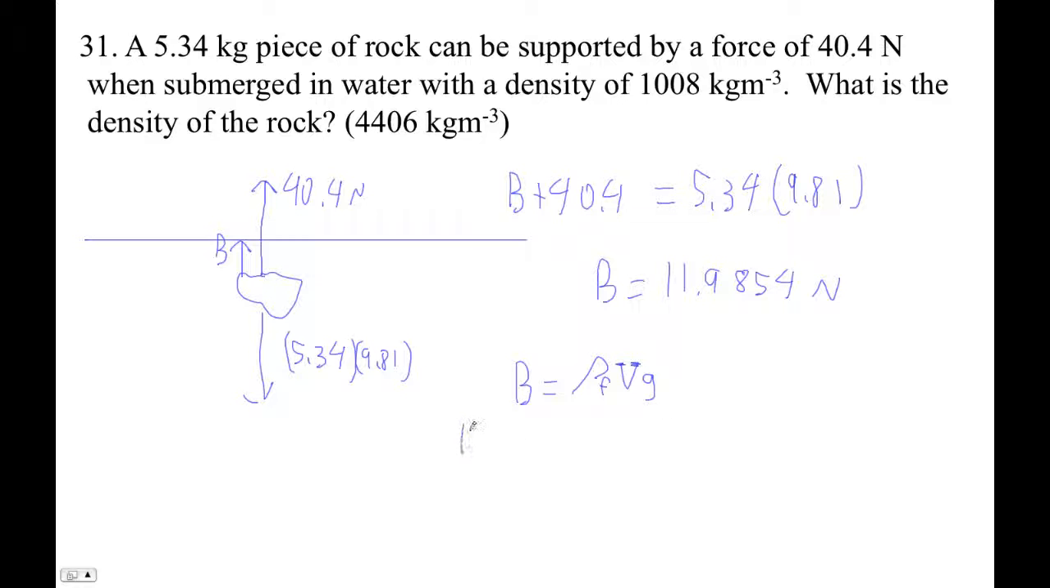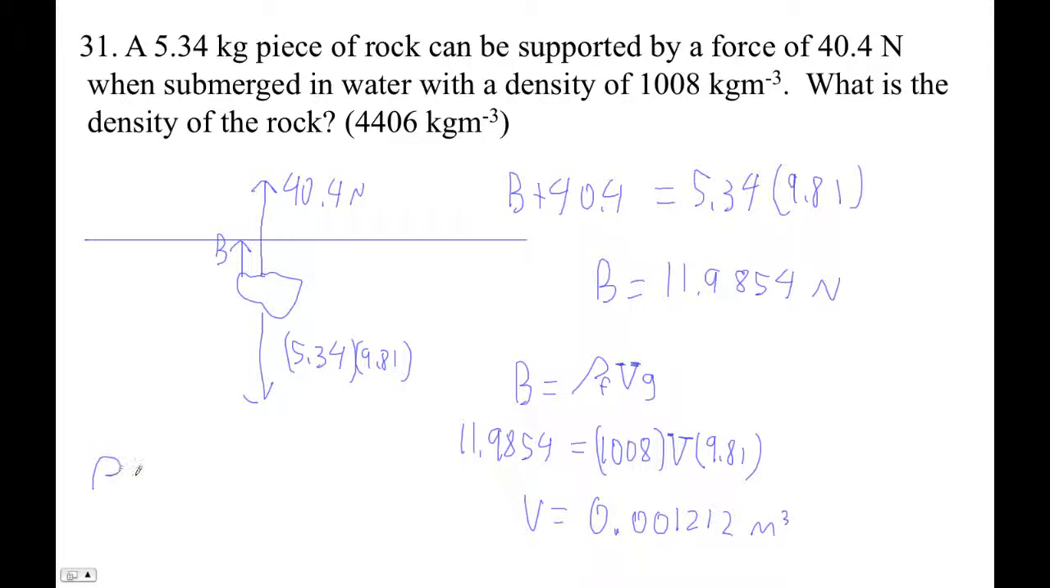Okay, so 11.9854 equals the density of fluid, so 1,008 times the volume of the rock, which we're about to figure out, times 9.81. So I'm going to divide this force by 1,008 and divide also by 9.81. And I get that the volume is a piddling 0.001. Remember, we're dealing here with cubic meters, so our cubic meter would be momentous, right? Okay, so now we're almost there.